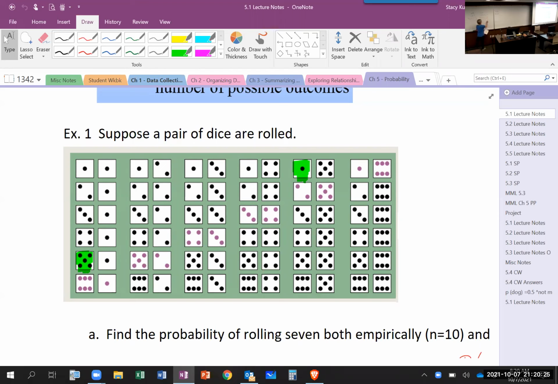All right, moving to the back row over there. How many ways can I get a 10? 3 out of 36. How many ways can I roll 11? 2 out of 36. Good. And then last but not least, how many ways can I roll a 12? 1 out of 36.